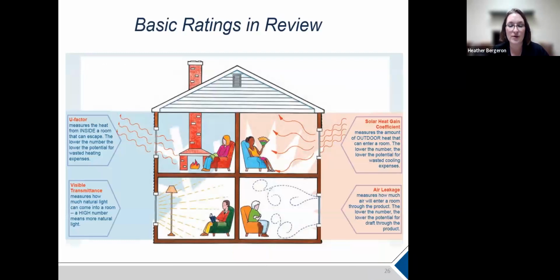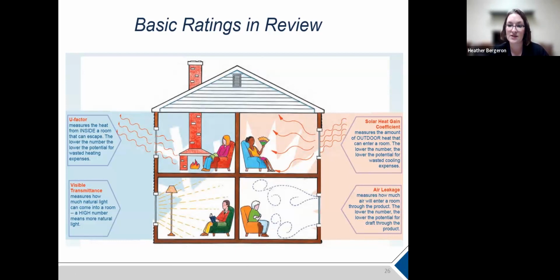Basic ratings and review. So here's an example of the building as a whole, as far as a home, or if you're working on a commercial project or whatever the case is. This is just showing you the different areas as far as U factors. That's measuring the heat from inside the room that can escape. So again, the lower the number, the lower the potential for wasted heat. Your solar heat gain coefficient is measuring the amount of the outdoor heat that can enter the room. So the lower that number, the lower the potential for any wasted cooling expenses.